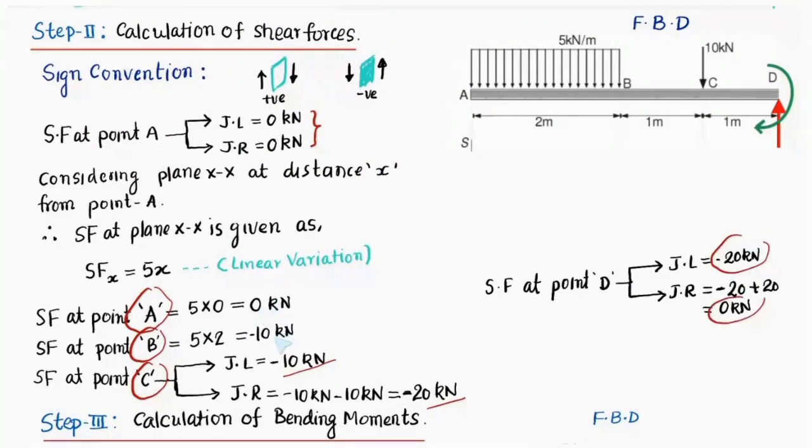So it goes from 0 to minus 10 from A to B, and then just left of point C it remains minus 10, and just right it becomes minus 20. At D, just left it remains minus 20, and then at right it becomes 0. So these values I'm going to plot, friends.